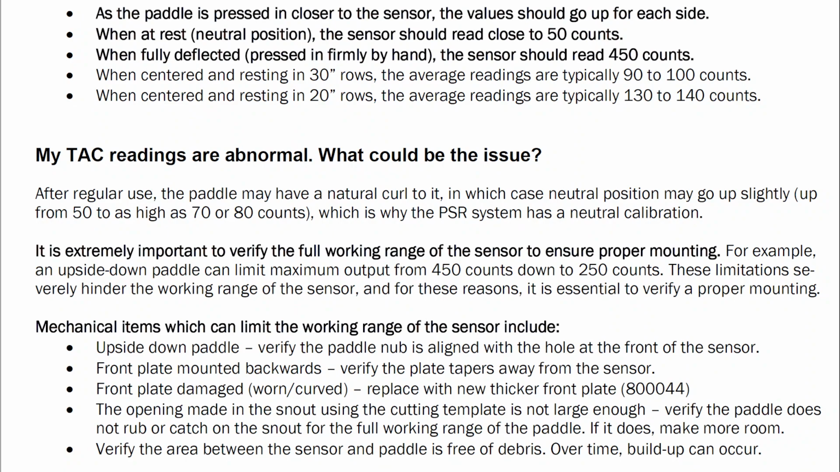So by examining the TAC sensor readings, if you're troubleshooting performance, sometimes you can get readings that are considered acceptable readings, but mechanical limitations, an upside down paddle, or a bent front plate, these can all affect performance. In this section, it also reviews and again addresses how the readings can go from maybe a max value of 450 counts, now down to 250 if the paddle's upside down.